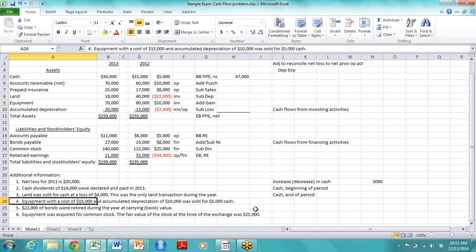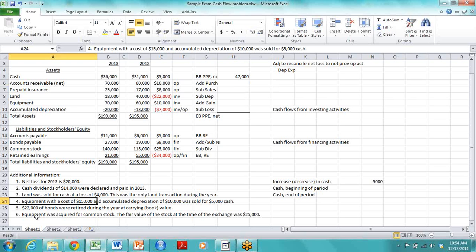also sold equipment. So we had equipment that had a cost of $15,000, accumulated depreciation of 10, and we sold that for $5,000 cash. So we must have had a purchase and we must have had a sale here, because we can see that equipment has gone up, but we also note in this additional information that we sold some. So there has to be a purchase and a sale at the same time.